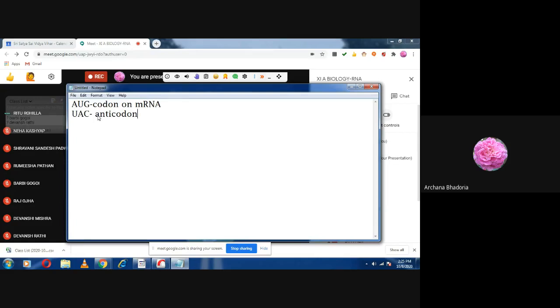So if the codon is given and they ask the anticodon, you can tell. And if the anticodon is given and they ask the codon, then you will be able to tell if you know the complementary pairing. In the exam, questions are asked this way: on the mRNA, the codons are this, and it can be anything. So where is the anticodon present? Rumisha, where is anticodon present? tRNA. Which arm of the tRNA? Anticodon arm of the tRNA. So everyone understood this?